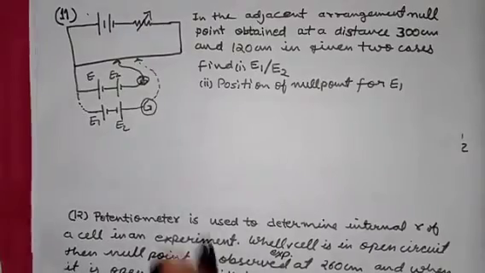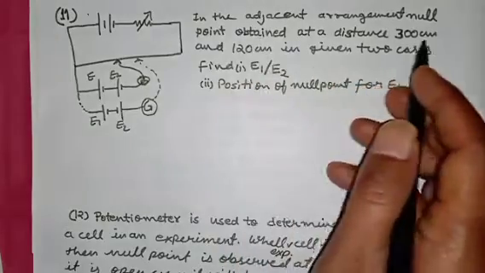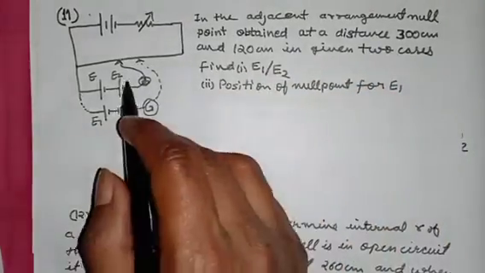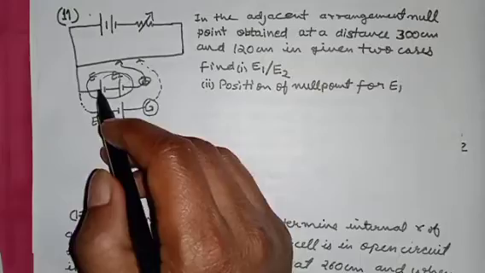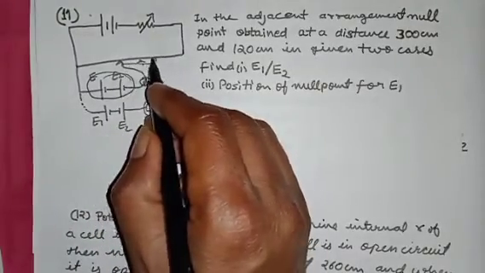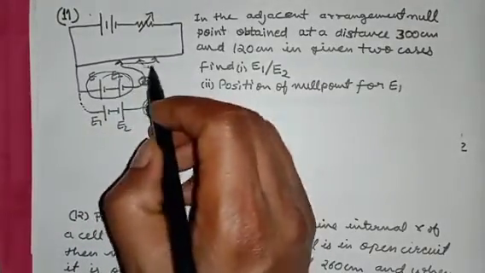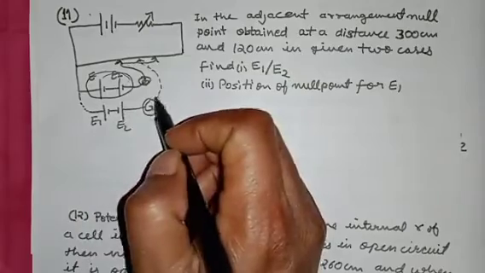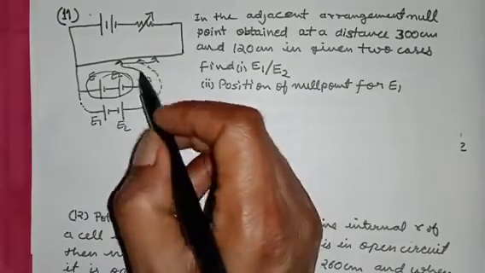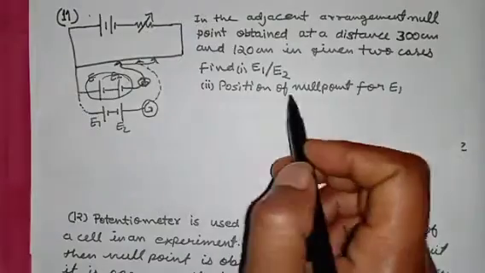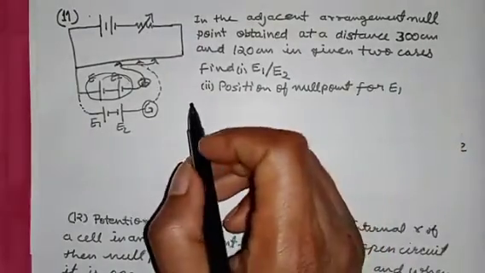So in the adjacent circuit arrangement, null point is obtained at a distance of 300 centimeter and 120 centimeter. When both are in the same direction, it must go a long distance, so diagrammatically I drew it wrong. When they are opposite, they must cancel each other, so the balancing distance will be less. Find E1 by E2, given the position of the null point for E1. All right, so let's do it.